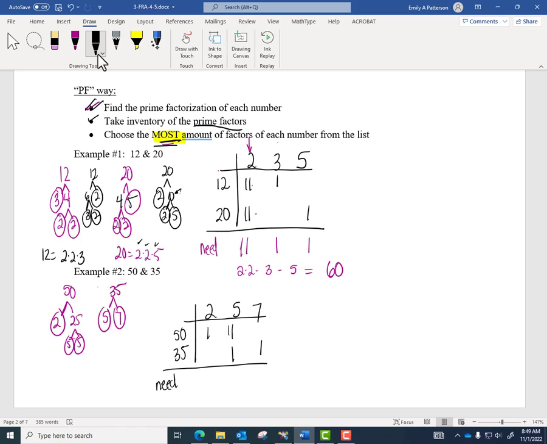So I'm going to say what I need. Well, there's a 1 2 here, and there's nothing in the second row, so we need a 2. I need the most in any slot, so the most I saw anywhere is just 2 5s. Don't say all 3. We had 2 here, 1 here, so the most I saw was 2. And then when it comes to 7s, all I have here is one of them. So remember, this represents a 2, a couple of 5s, and a 7. And when I multiply that through, I get 350. So that's the lowest common multiple.